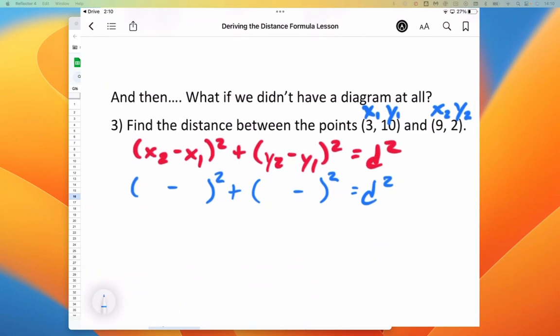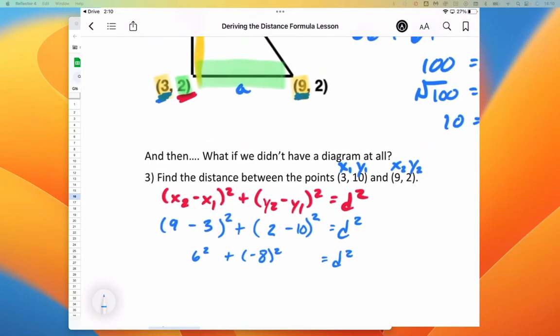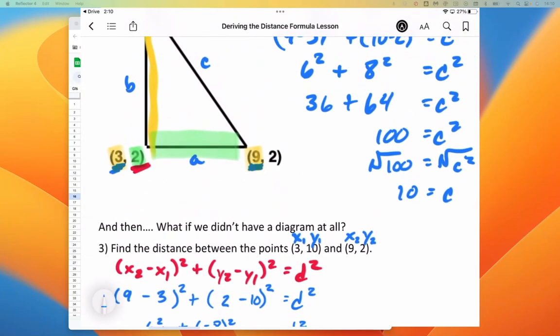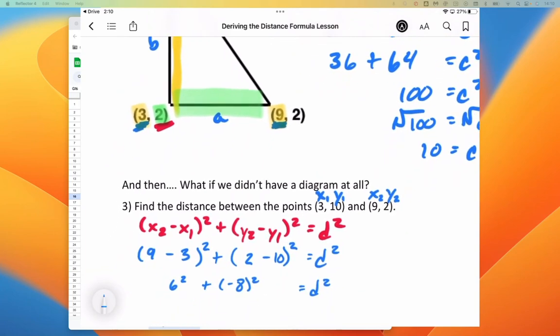So x2 minus x1 is going to be 9, minus x1 is 3. That's why it's super important to label. Y2 is 2, y1 is 10. So we do a little bit of math. We get 9 minus 3 is 6 squared plus negative 8 squared. You might be thinking, hey, Schlegel, something's up. We have a negative 8 there, and up here we had a positive 8. Something bad's going to happen.